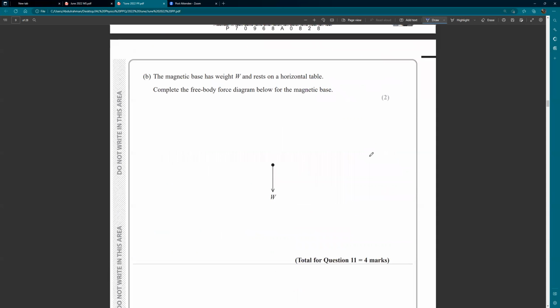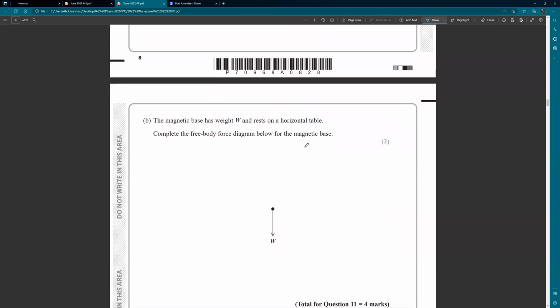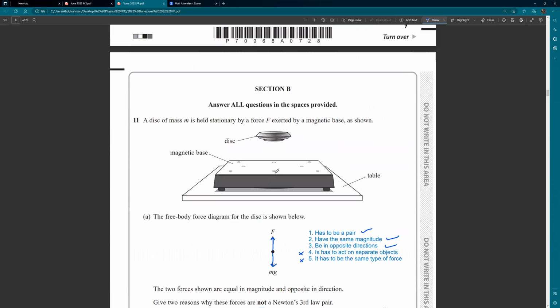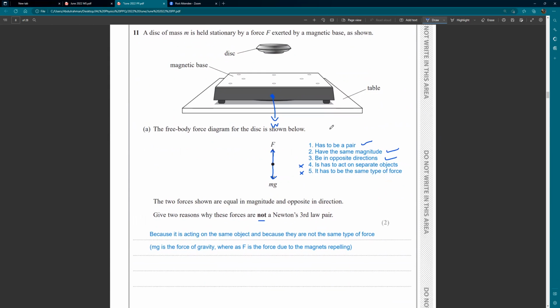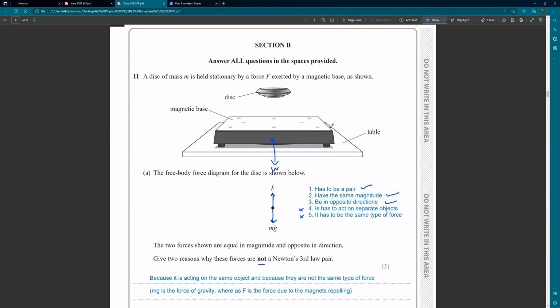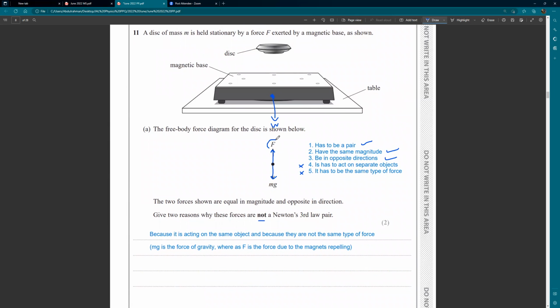So the magnetic base has weight W and rests on a horizontal table. Complete the free body force diagram below for the magnetic base. Where it says it rests on a horizontal table, that means there is no resultant force. Forces are balanced vertically and horizontally if there is any. So yeah, there's weight acting on your magnetic base. I know there's also the reaction force, but also there's a Newton's third law pair of this force F.